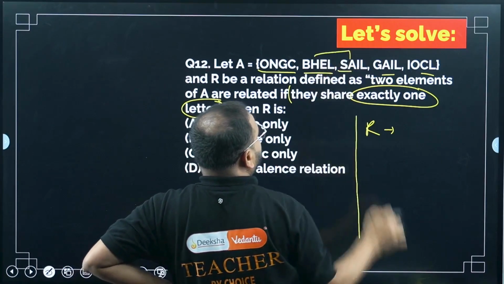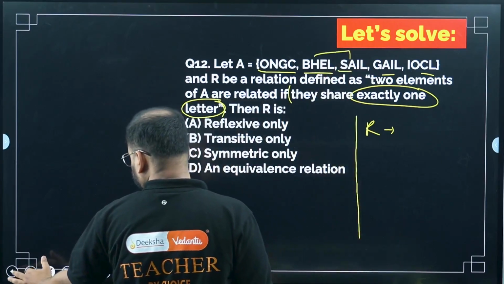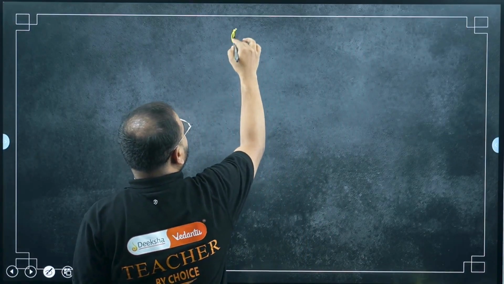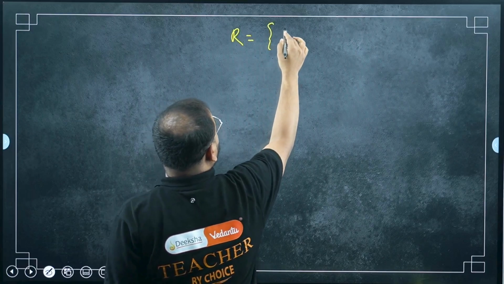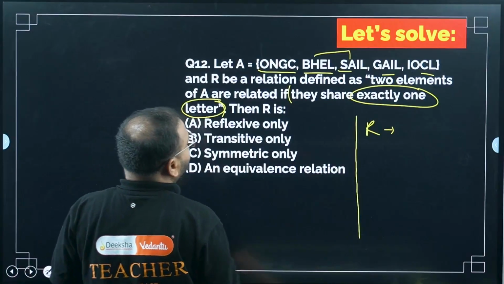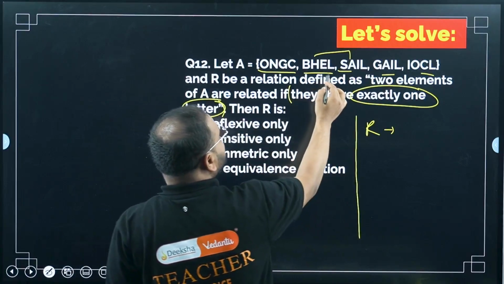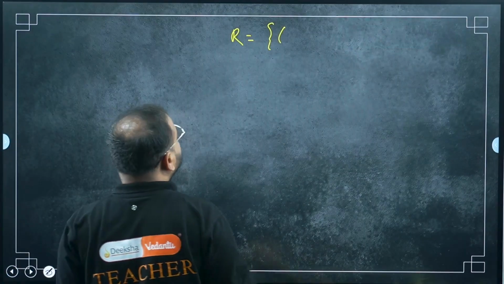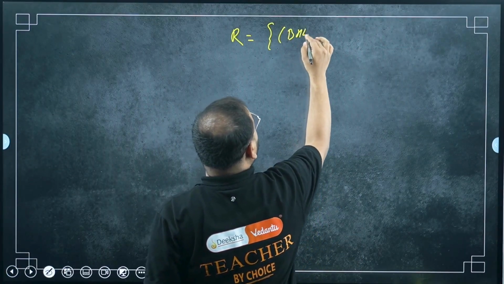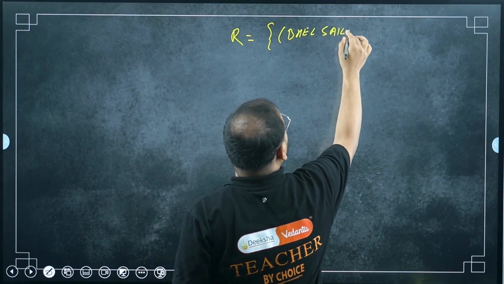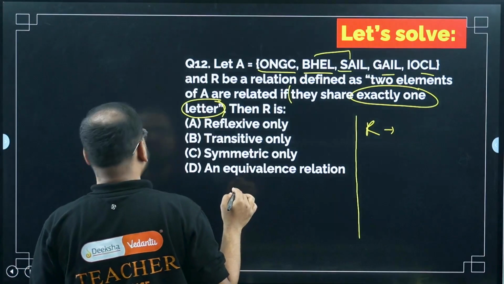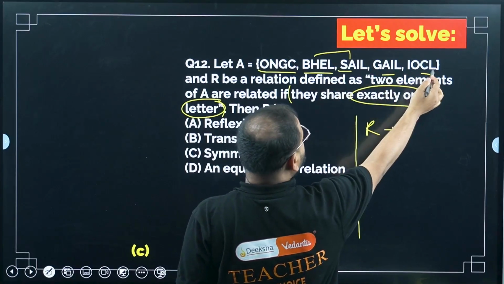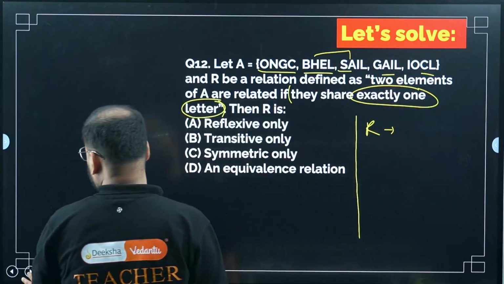for BHEL and SAIL, if I'm writing my relation R, how will that look? Check here, I'll write from here. My first will be BHEL and SAIL. Why, sir? Only one is common, L. Correct? So I can write BHEL and SAIL. Next, same thing: BHEL and GAIL. Again, only L is common. And BHEL and IOCL, again L is common. So I can write that also.